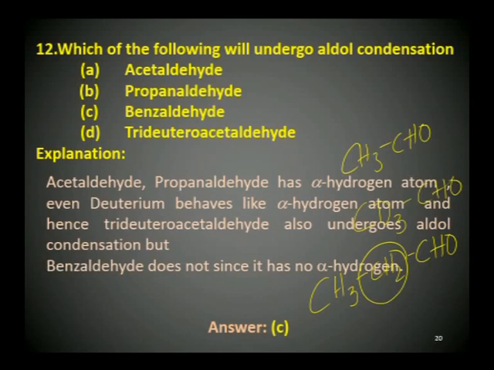Aldol condensation is shown only by aldehydes which have alpha hydrogen. Option A acetaldehyde, option B propanaldehyde, and option D trideuteroacetaldehyde, all these 3 have alpha hydrogen. So only benzaldehyde does not have any alpha hydrogens, so it will not show aldol condensation.